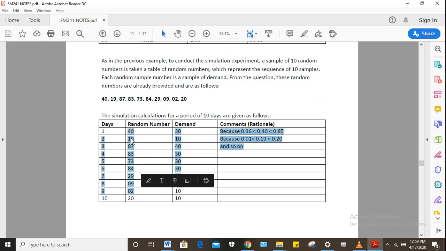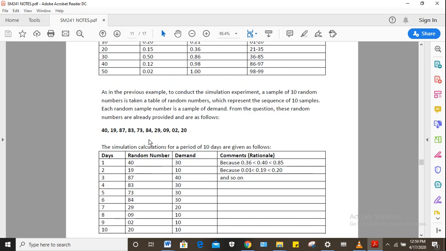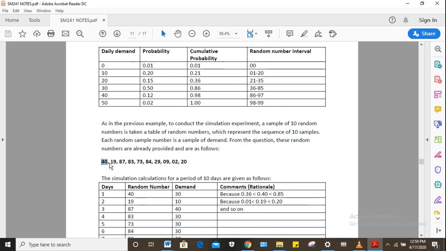Now we use the random numbers that we generated. These ones you will always be given. These ones, the 40, 19 and so forth, are always in the question. So now you see where each one fits. 40, in which random number interval does it fall? It falls in this one.